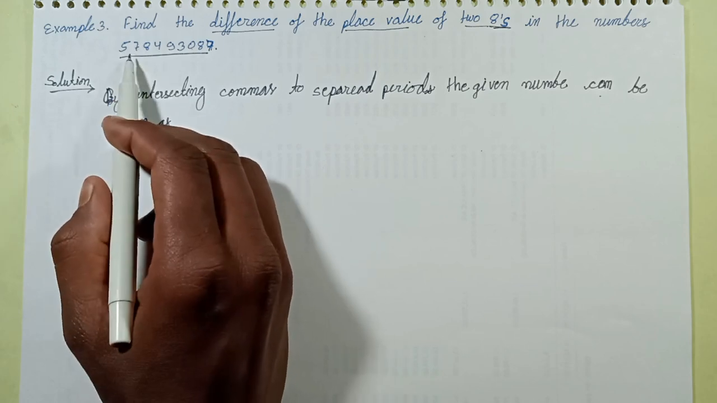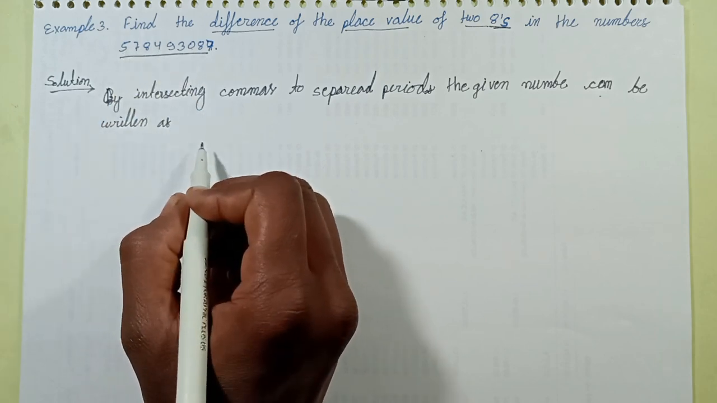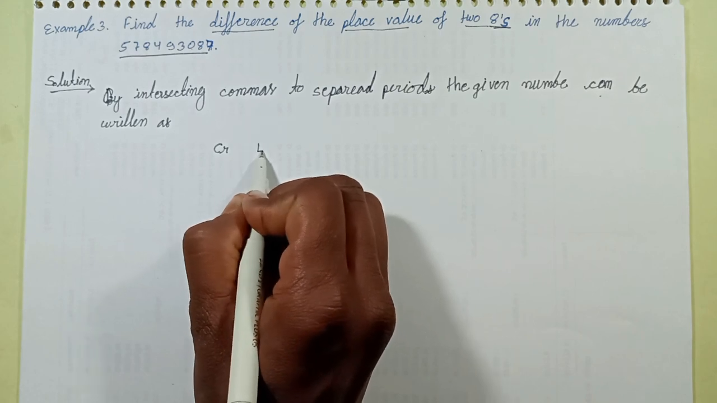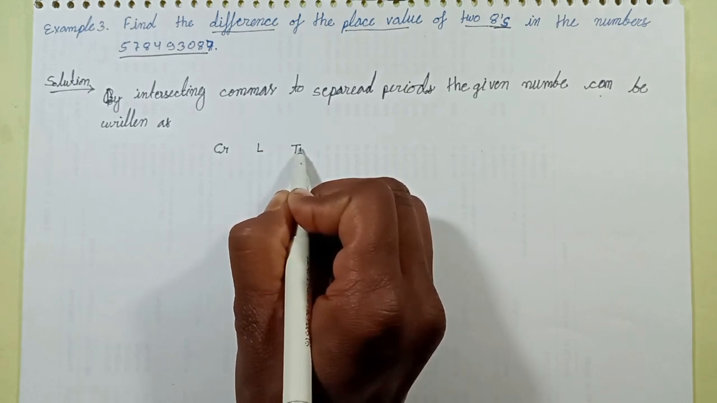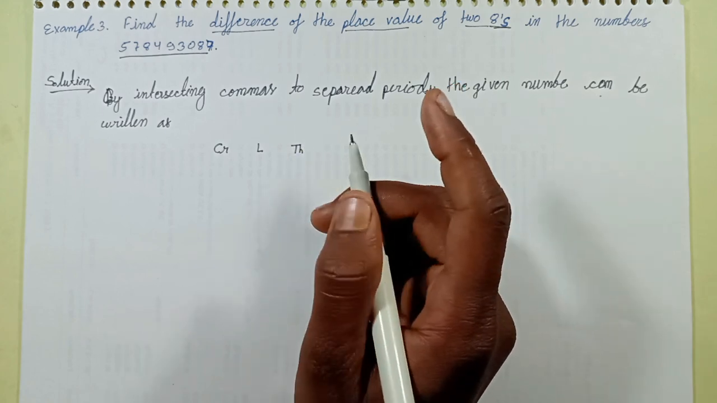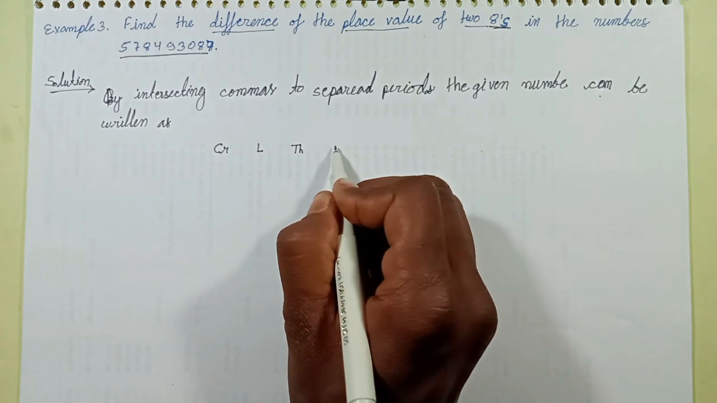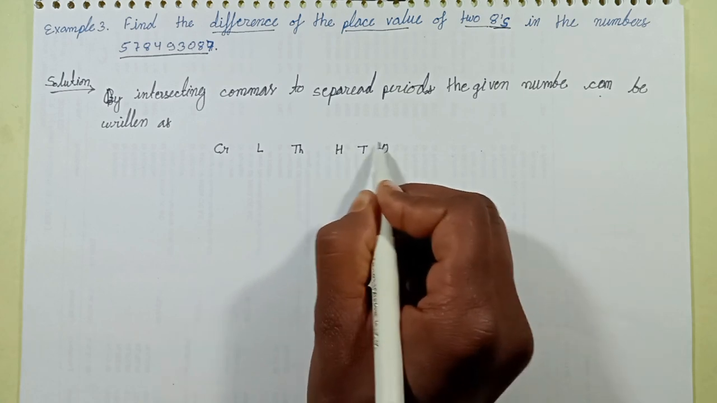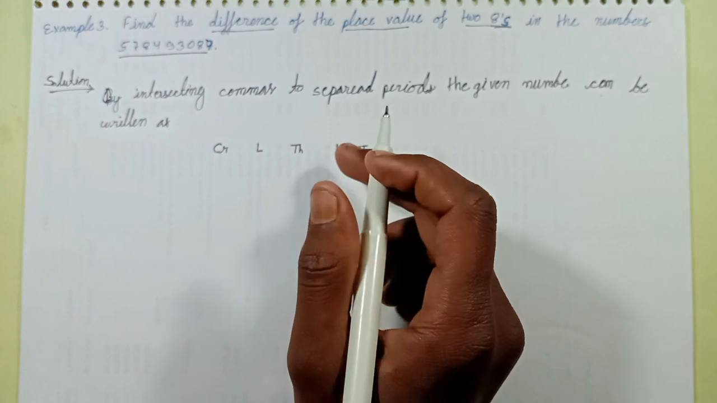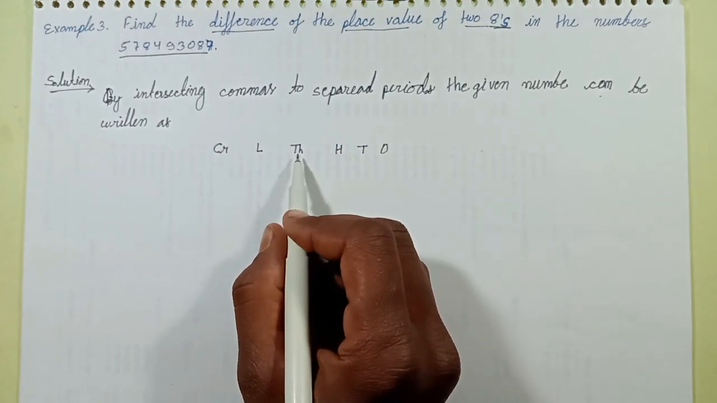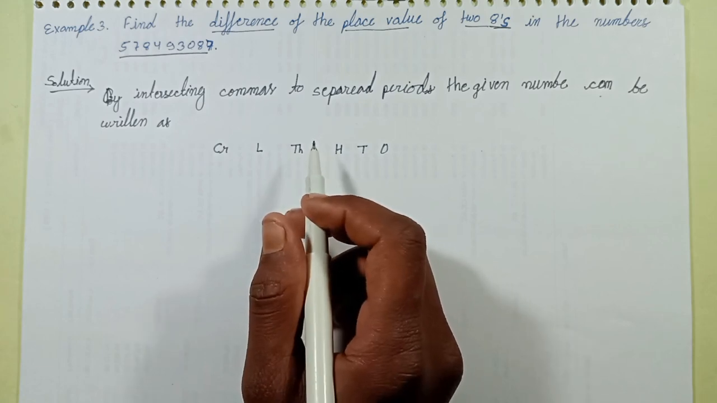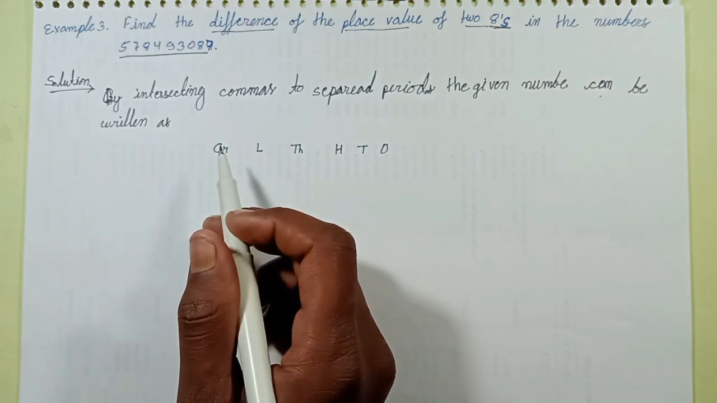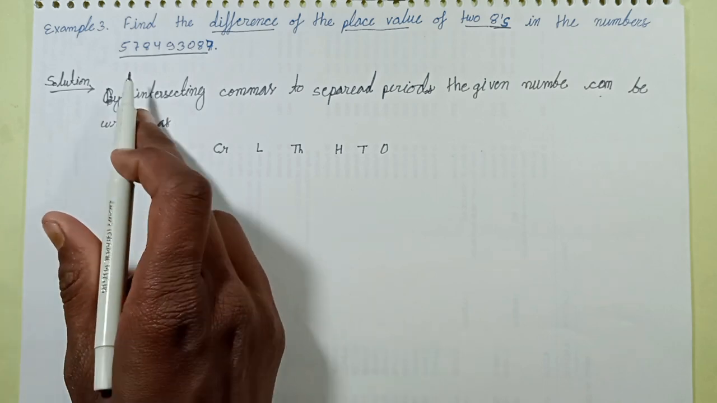The greatest place value is ten crore, and the number starts with 57 crore. Write down the crore period, then the lakh period, then the thousand period, then the ones period. The ones period is a 3 digit period: hundreds, tens, ones. Thousand and ten thousand belong to the thousand period. Lakh and ten lakh belong to the lakh period. Crore and ten crore belong to the crore period.